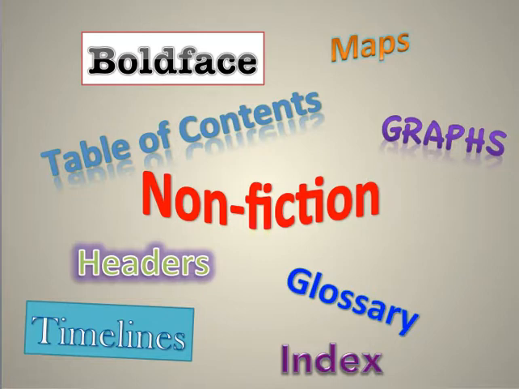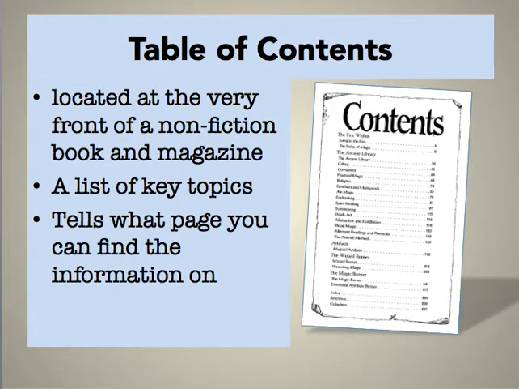One of the most important text features that you will come across as a reader or a researcher is the table of contents. The table of contents is located at the very beginning of a nonfiction book or magazine. They tell you where key topics are located and where you can find this information.